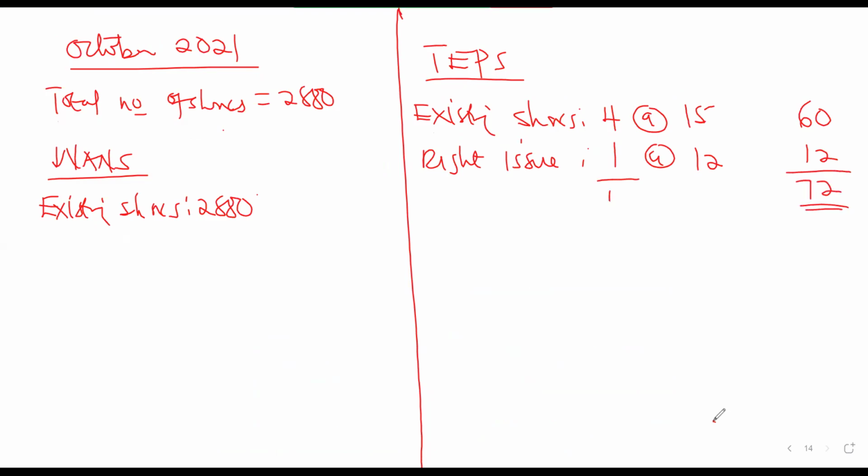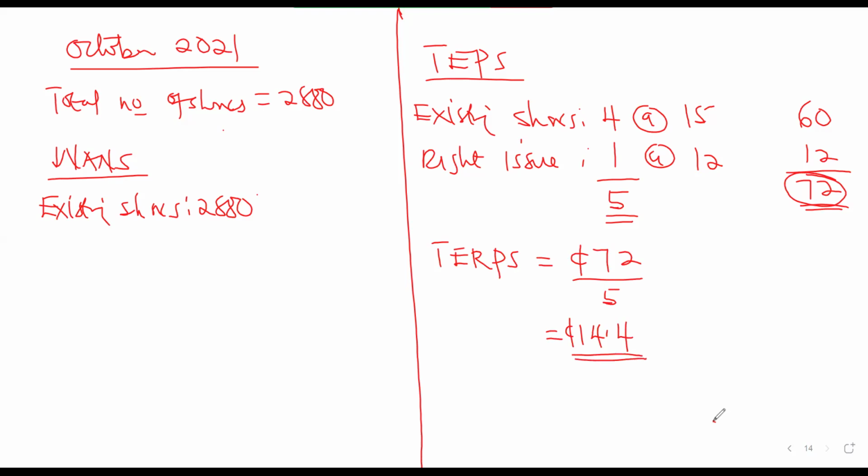And the number of shares will be 5. So what will be our theoretical ex-rights price? 5 shares are at 72, so how much will be a share? 72 divided by 5 is 14.4. The shares are supposed to be issued at 14.4, but these are issued at how much?